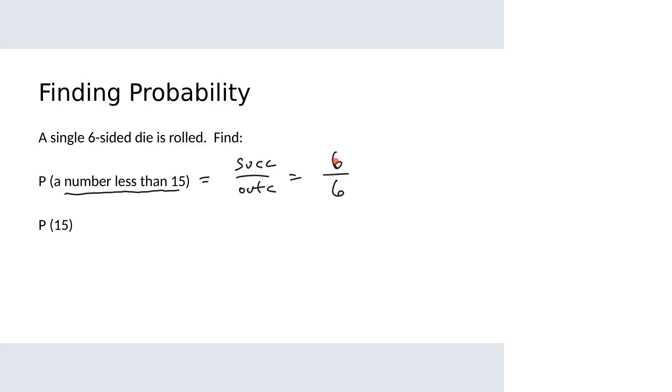But what we're dealing with here is if I roll a single 6-sided die, this is always going to happen. Every single time I do that, I'm going to get a number less than 15. Similar, but a little bit different than that. Okay, I'm going to roll that single 6-sided die. What's the probability when I roll that single 6-sided die? What's the probability of getting 15? What is the probability that I'm going to get 15 when I roll it?